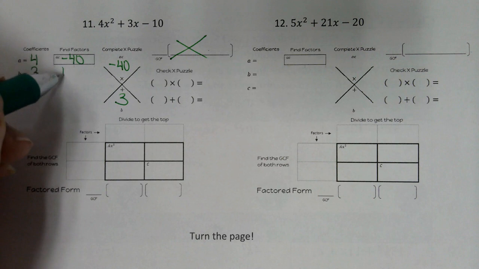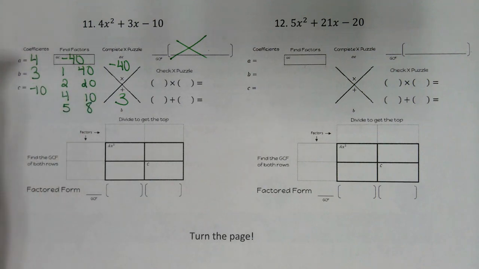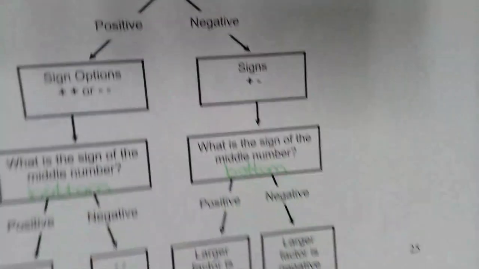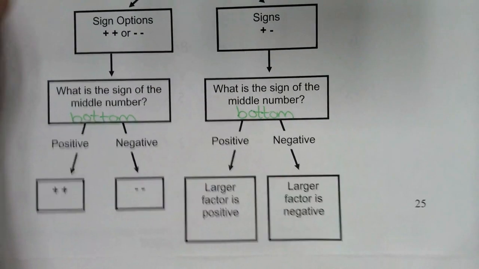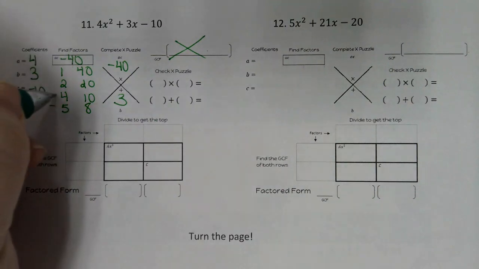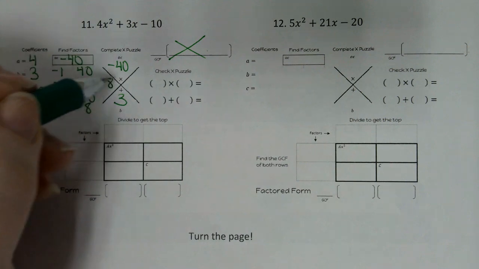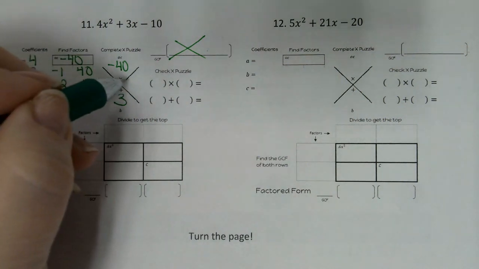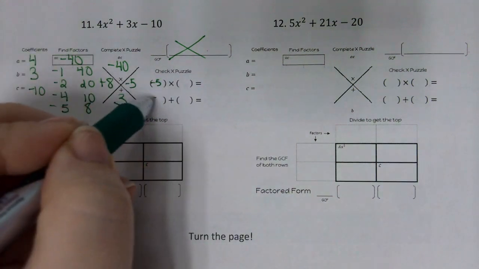And we have the factors of 40. 1 and 40, 2 and 20. 3 doesn't work, but 4 and 10, 5 and 8. Your factoring flowchart says that the top number is negative and the middle number is positive, so we want our larger factor to be positive. So our smaller factor will be negative. Negative 5 and 8, multiply to be our negative 40 and add to be our positive 3.